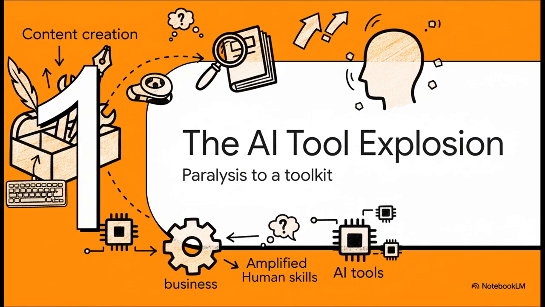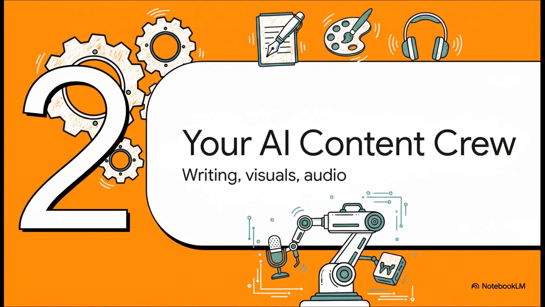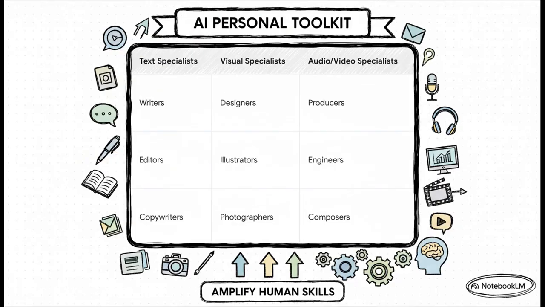So let's start with the first group you can hire for your new team, the content crew. These are the assistants you call up whenever you need to actually make something, whether it's for your blog, a work project, or just something fun you're working on. And the cool thing is, you can organize this crew just like a real creative agency. You've got your specialists for text, your specialists for visuals, and your pros for audio and video. Each one has a very specific job in the whole creative process.